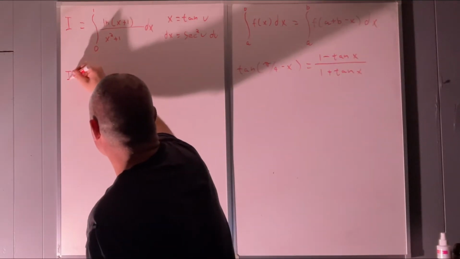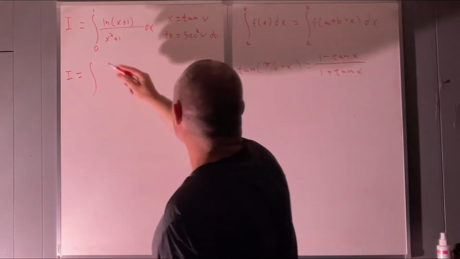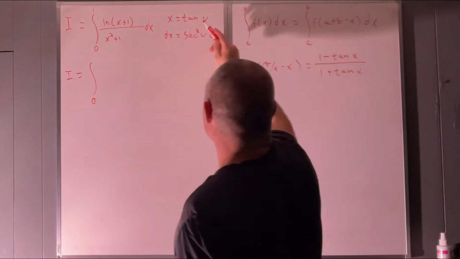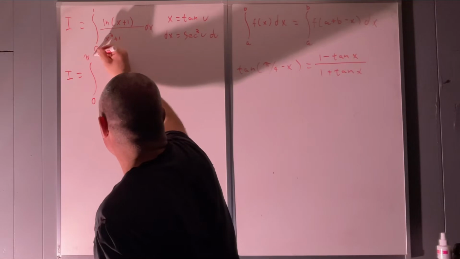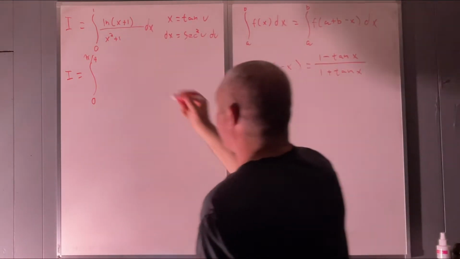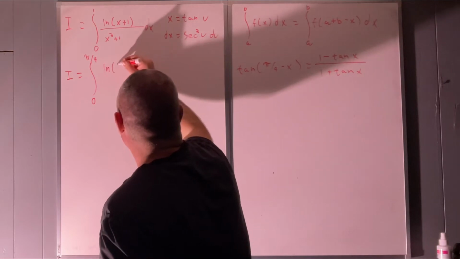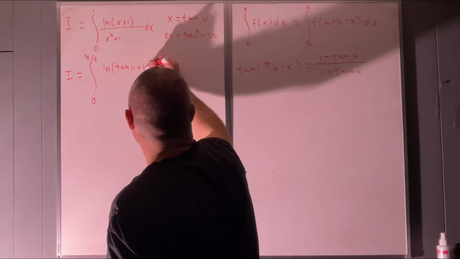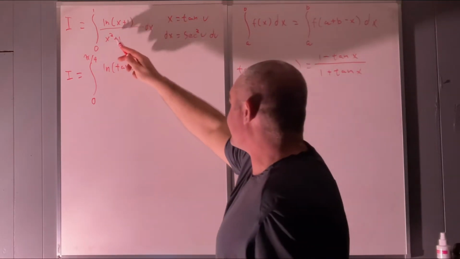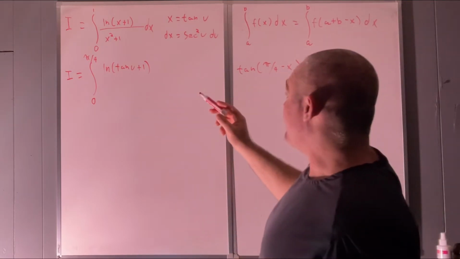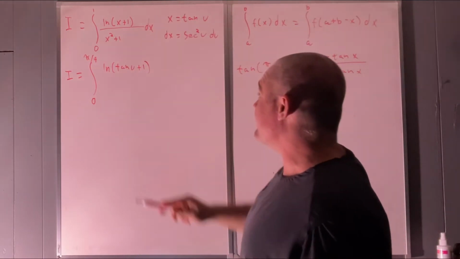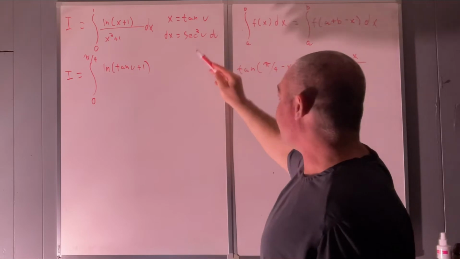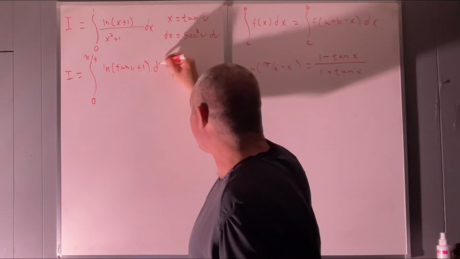So now we get I is equal to the integral. All right, so 0 for x would be tangent of 0, and if we had 1 for x, that is the tangent of pi over 4. So that's how our bounds change. Then we have the natural log of tangent u plus 1 over tangent squared plus 1, which is just secant squared u. And then we have the dx, which is also secant squared u, and then the du, so they would cancel out, and you'd just be left with this.